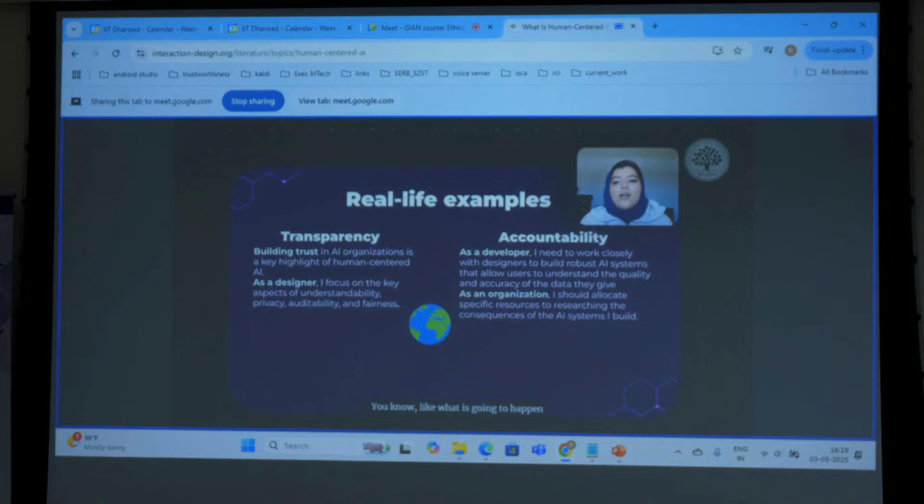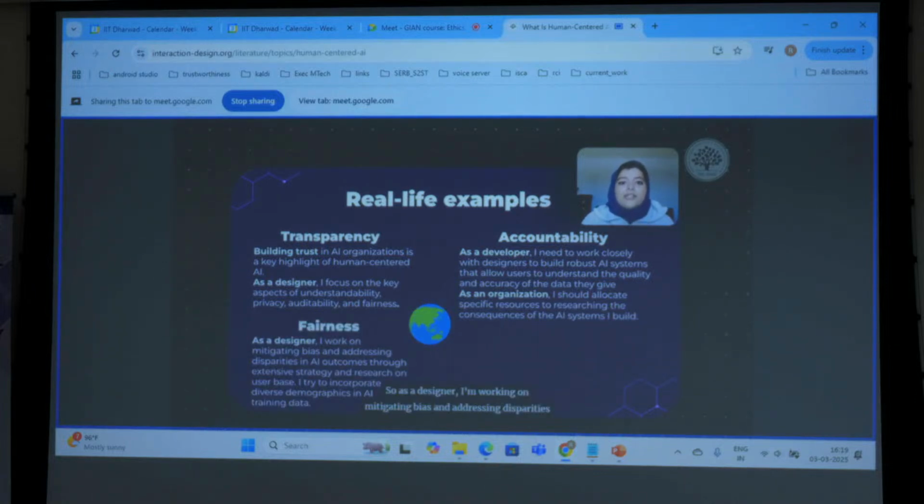You know, like what is going to happen if we implement this algorithm into our social media practice? How is this going to affect the end user? You know, these are a lot of big questions, and organizations should be allocating resources to really researching what are the answers? What are the potential consequences to what we're doing? This is what it means to really be accountable for our actions.